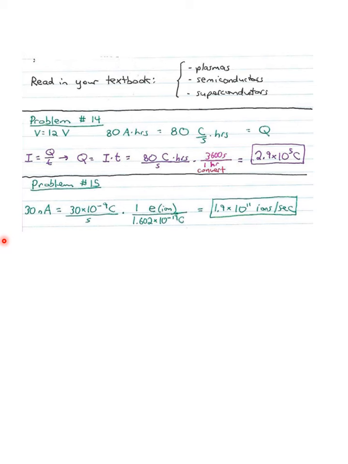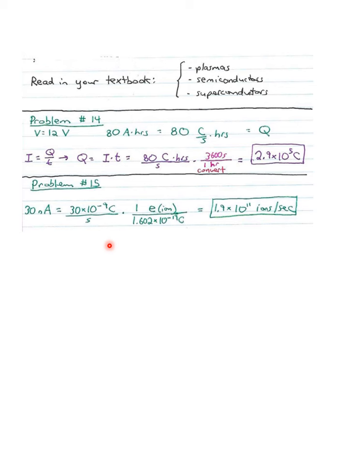Problem number 15 says biologists measured the total current due to potassium ions moving through the membrane of a rock crab neuron cell as 30 nanoamperes. How many ions pass through the membrane each second? So we have 30 nanoamperes. Remember that amperes is coulombs per second. So let's say 30 times 10 to the negative 9 coulombs per second.